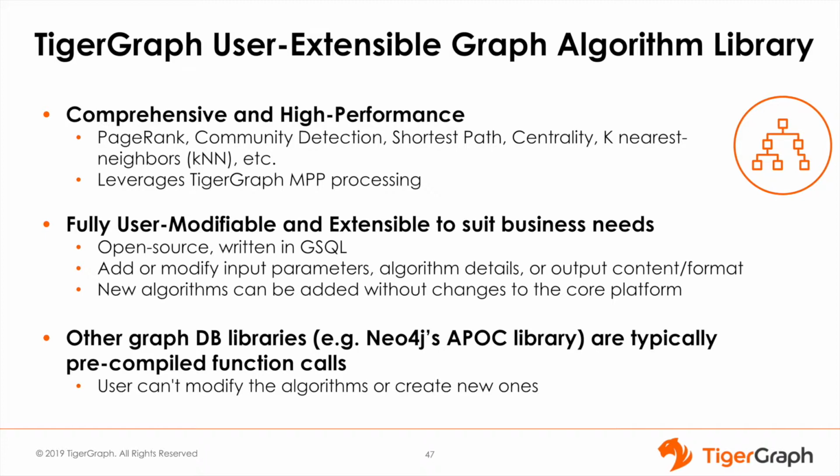Neo4j's APOC graph algorithm library comprises pre-compiled Java function calls, so the users can't modify the algorithm steps or parameters. TigerGraph's graph algorithm library is fully customizable and extensible, allowing the users to add or modify the input parameters, edit their algorithm steps, and modify the output or data updates.